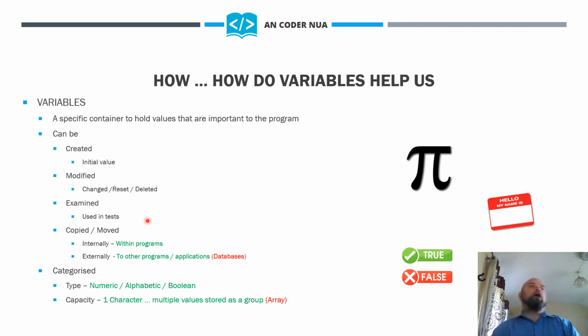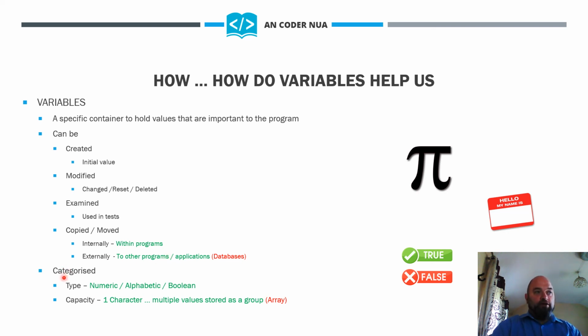Okay, obviously variables can be copied or moved. Internally within the programs, they can be moved about and used within the program, and they can be copied to other variables and so forth, but also externally to other programs and applications. You will be using databases later on, so obviously that will be important. We can exchange data between our program and other applications, i.e. databases, through the use of variables.